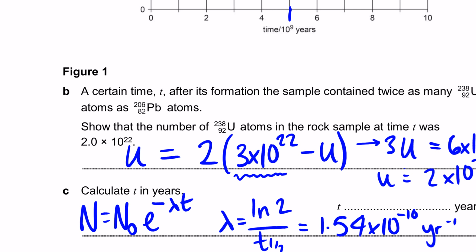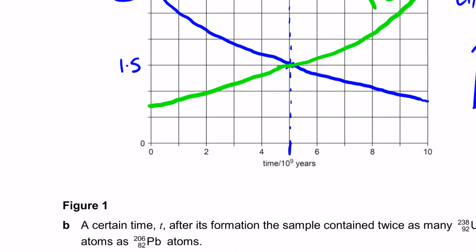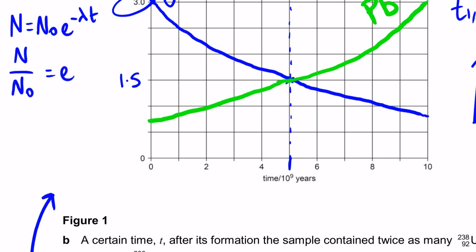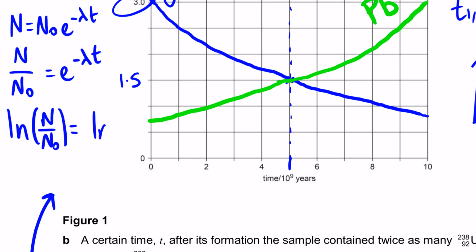Now what we're going to do is plug both these in and take logs of both sides. I'll move this up here, give us a bit more room. To rearrange this equation to get T is going to require a bit of log manipulation. If we start with N equals N naught e to the minus lambda T, divide both sides by N naught, we end up with N over N naught equals e to the minus lambda T. We take natural log of both sides, so ln N over N naught equals ln e to the minus lambda T.